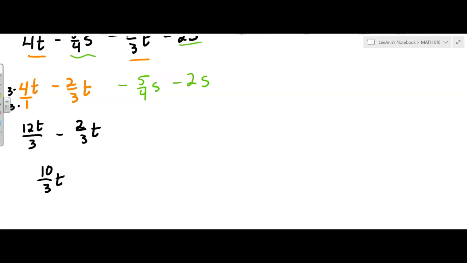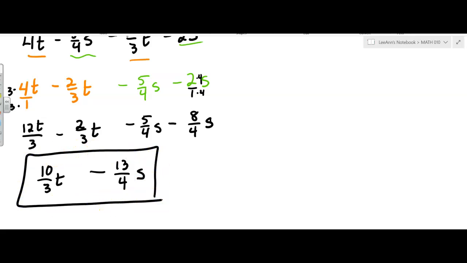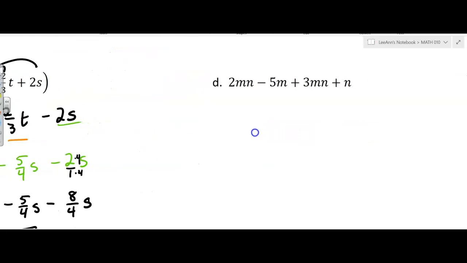That part's done. Now back over here for the s part. I'll have to make that over 1, and I'll need to multiply by 4 to get a common denominator. So I'm going to have a negative 5 over 4 s minus 8 over 4 s. And now I can combine the numerators. It's going to give me minus 13 over 4 s. And that's going to be all I can do. I can't combine the two fractions because one's a t and one's an s. So 10 thirds t minus 13 fourths s. Whew, that was a hard one. Okay, some are like that.